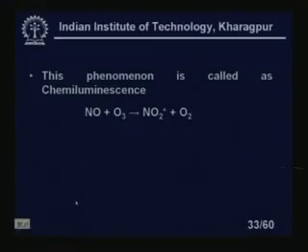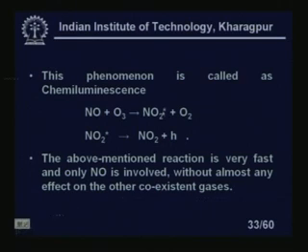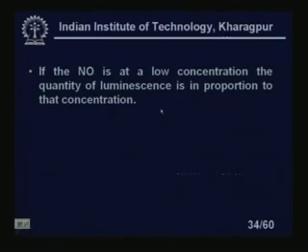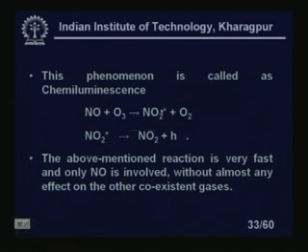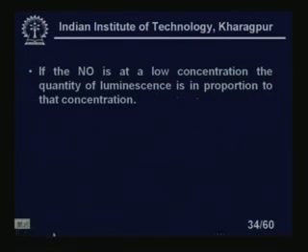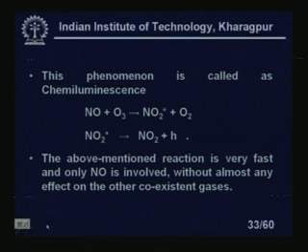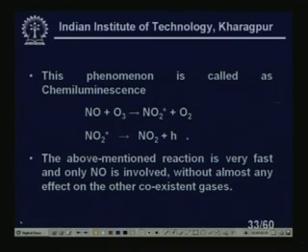This phenomenon is called chemiluminescence. Actually, you see here, we are defining NO2 asterisk, where the asterisk means it is in the excited state. NO2 asterisk, the excited state, plus O2. In the second equation, if you see, NO2 asterisk goes to NO2 plus h nu. So, the light will be emitted.